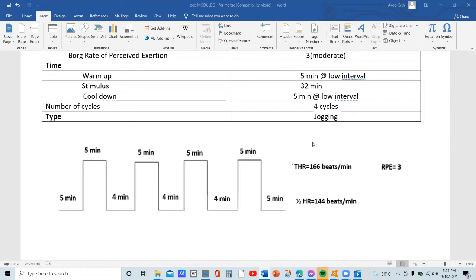Now let's proceed to the next component of the FITT principles, which is the type of physical activity.